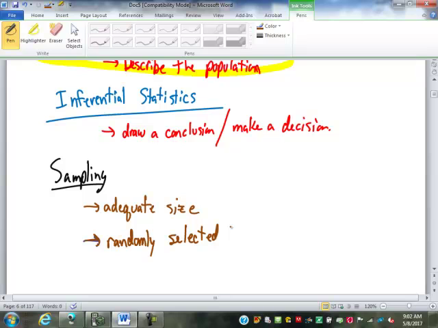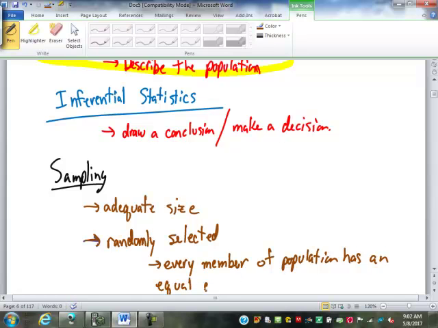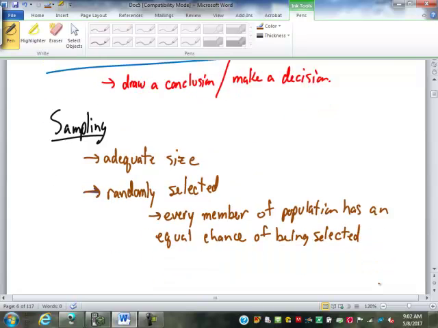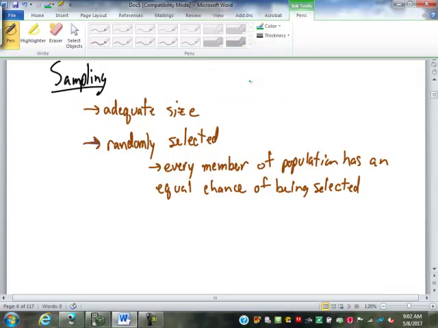I can't just say, hey, I'm going to ask the class that's in the room right now. That's not random. Random means every member of the population has an equal chance of being selected. So I said we're not going to spend any more time talking about adequate samples. We have to make sure it's big enough, but not too big, and that it's random.